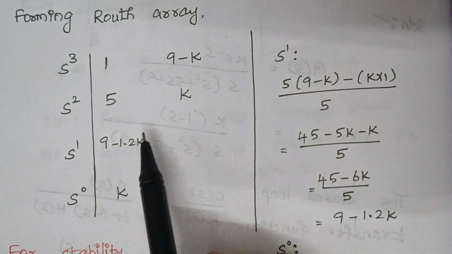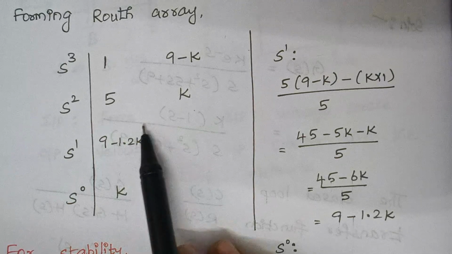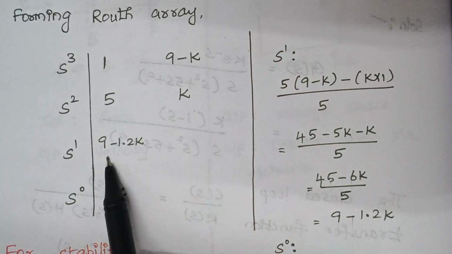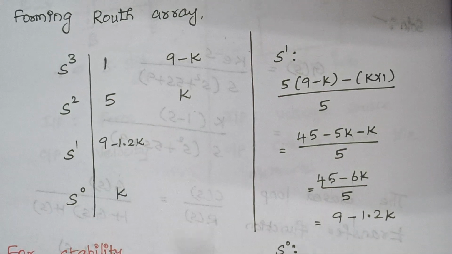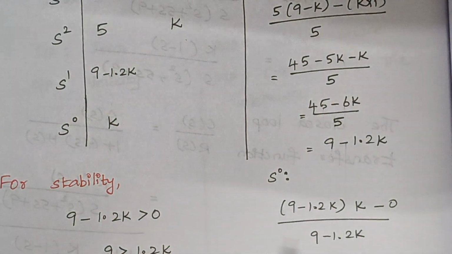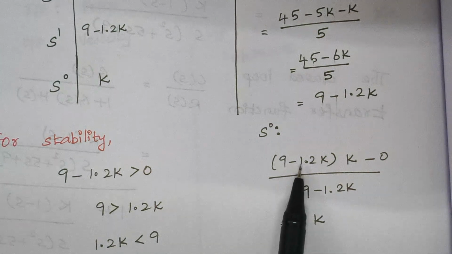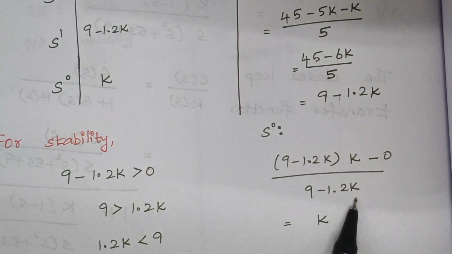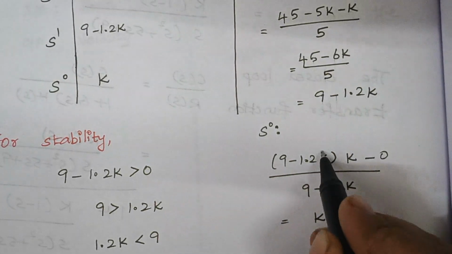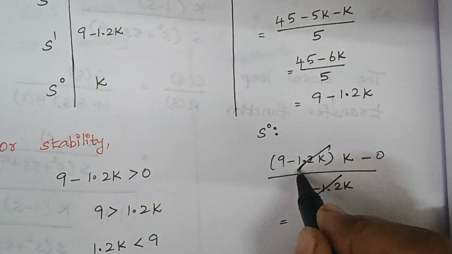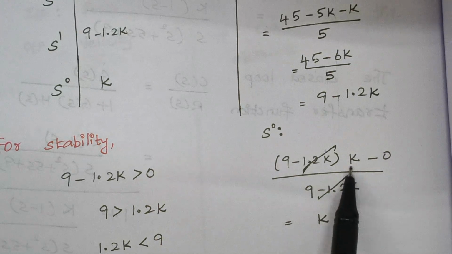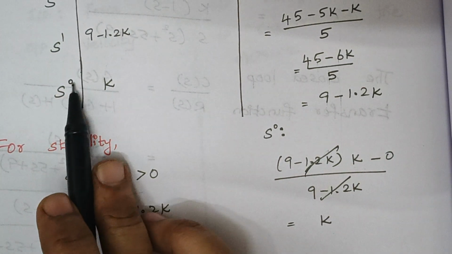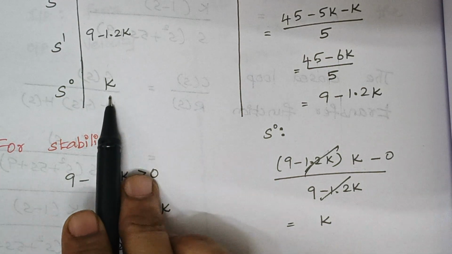And the next step is finding the s to the power 0 element. So how to find this element? This term multiplied by k minus 0 into 5, divided by this corner element again. You see here, 9 minus 1.2k into k minus 0, divided by 9 minus 1.2k. So these two elements are the same, so they cancel each other, and finally the remaining element will be k. So this is our s to the power 0 element, right?